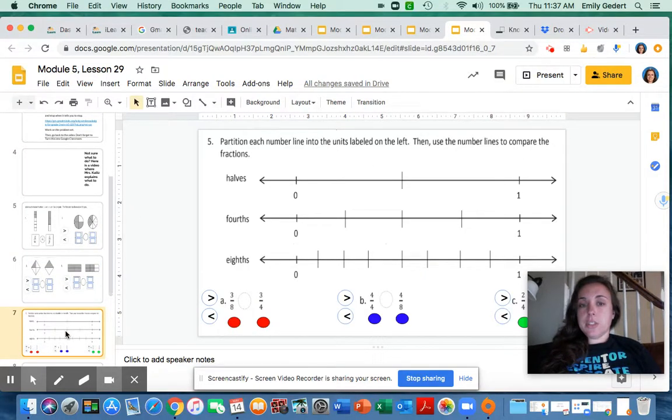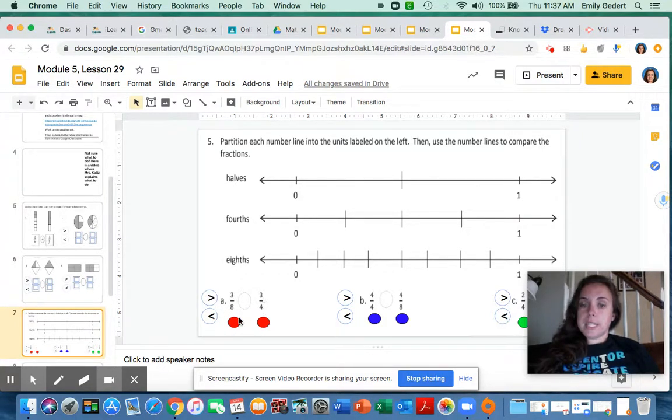Slide 7, you're also going to be comparing fractions, but using a number line. Now the directions said to partition it. I partitioned it for you according to the units on the left. So we have halves, fourths, and eighths. And then you can use the number line to compare the fractions. So let's take a look at A. We've got 3/8 and 3/4.